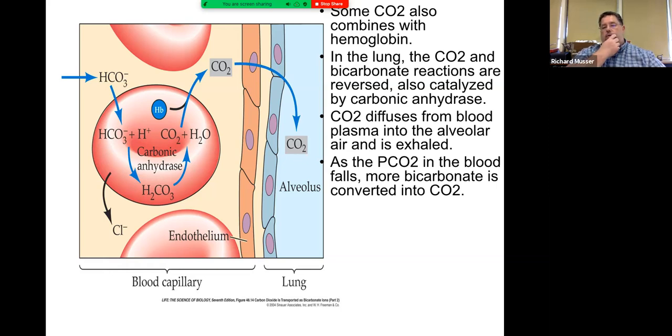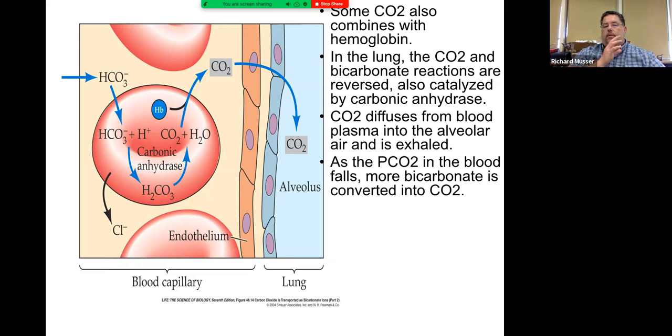Now remember, the CO2 is also related to the CO2 levels in blood, because some of that CO2 is going to be saturated in the blood, just like the oxygen. So some of the CO2 will combine with hemoglobin. In the lung, the CO2 and the bicarbonate reactions are reversed, also catalyzed by carbonic anhydrase. Carbon dioxide diffuses with the blood plasma into the alveoli and is exhaled.